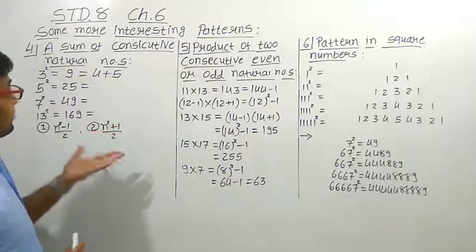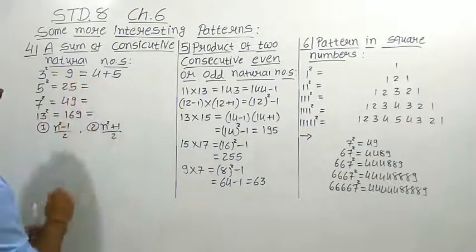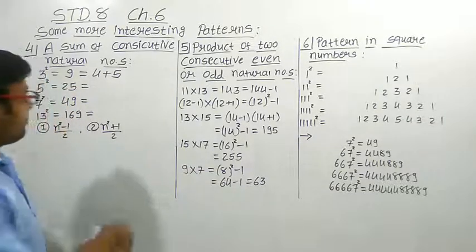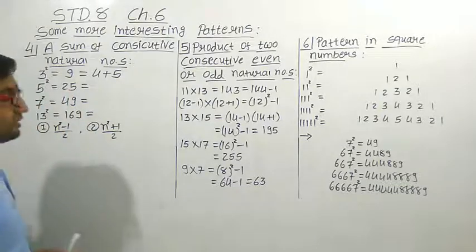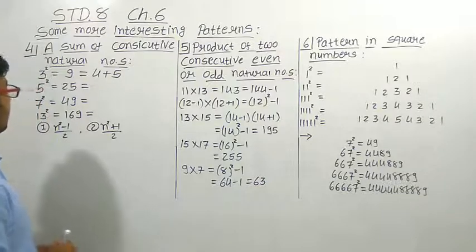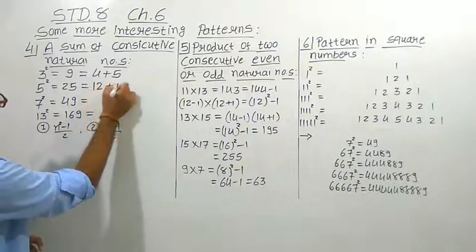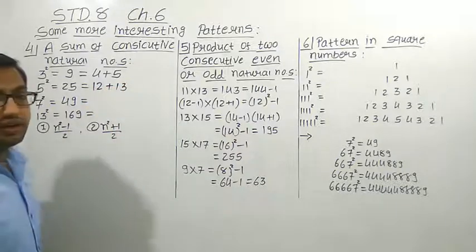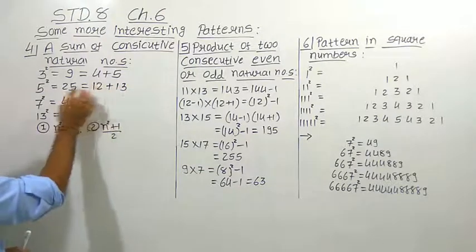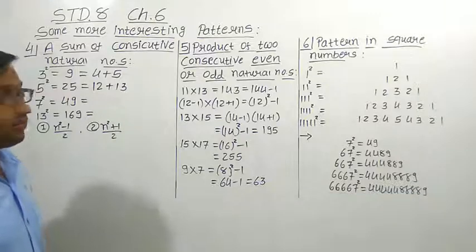This kind of pattern we can see here. 5 squared is what? 25. Now think, which two consecutive numbers, if we add, give 25? If we add 12 with 13 we get 25. So 12 plus 13, the addition of two consecutive numbers, is 25, and that is a perfect square number, the square of 5.